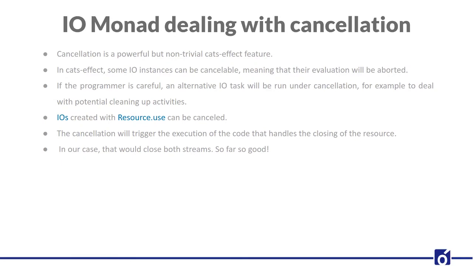And you guessed it right. In our code, we did use resource.use, and that is cancellable. So the cancellation will trigger the execution of the code that handles the closing of the resource, and in our case that would close both streams.